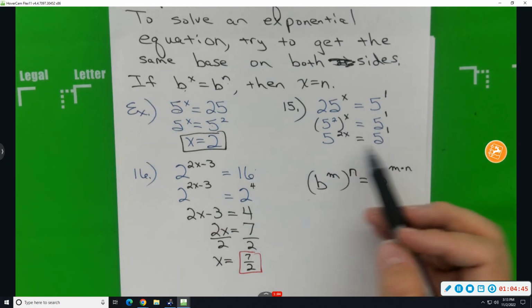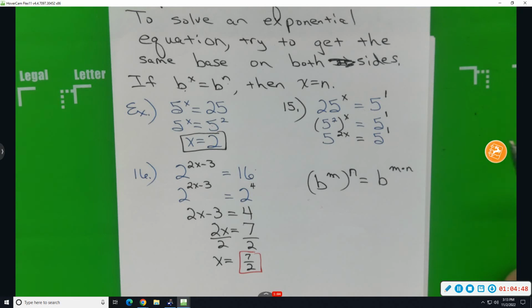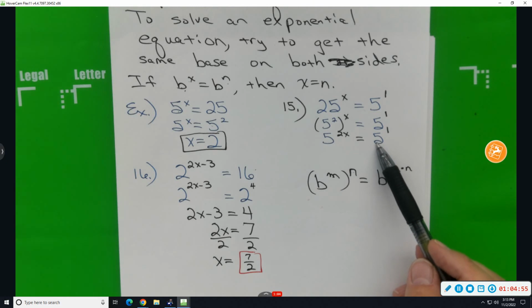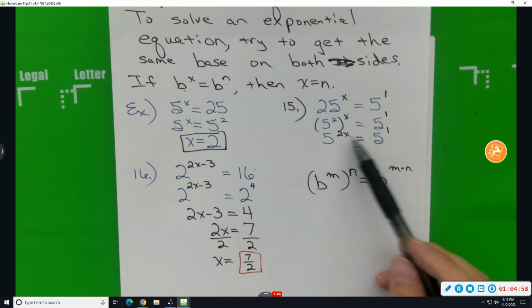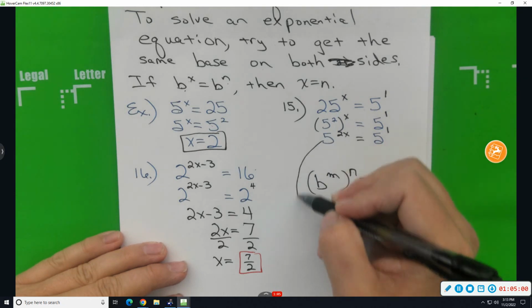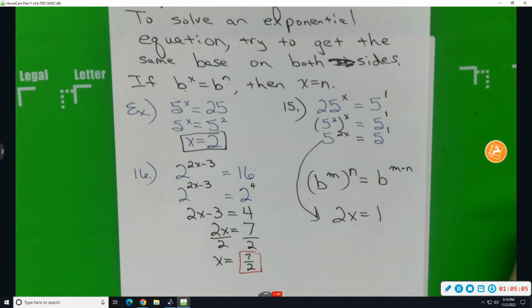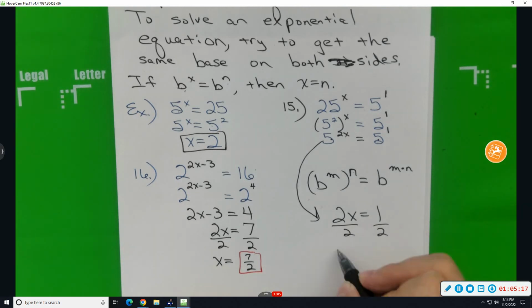Now we have the same base on both sides. If you have the same base on both sides, you drop the base and set the exponents equal. So that says 2x is equal to 1. As I said, the real work is just getting the common base on both sides. If 2x is equal to 1, what does x have to equal? I agree. x equals 1/2.